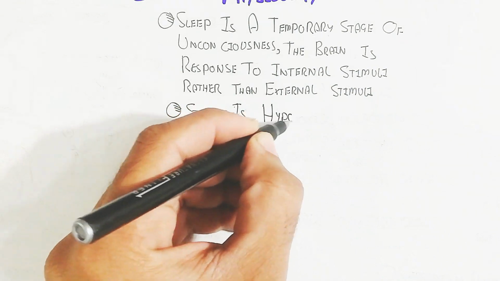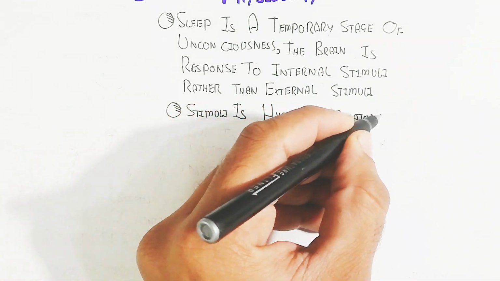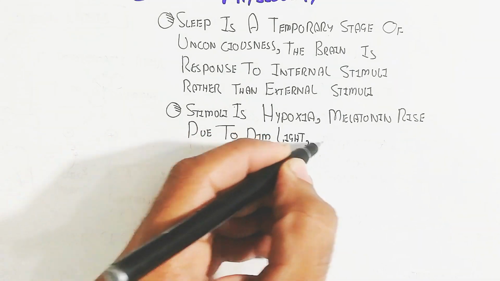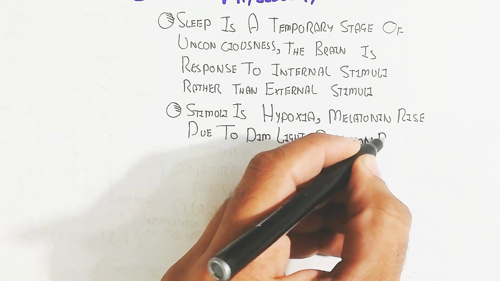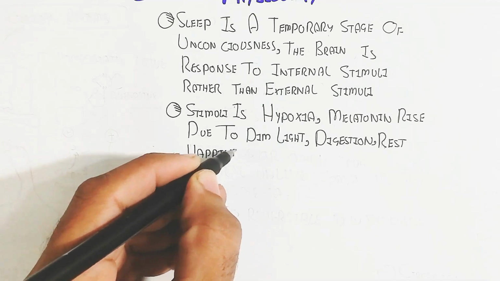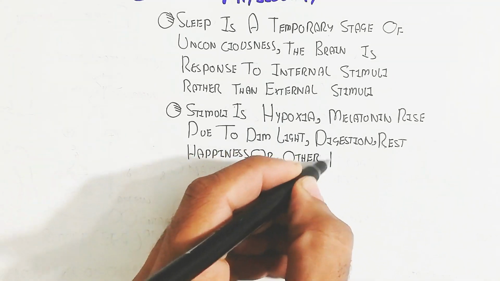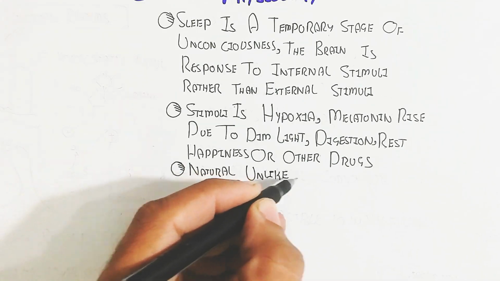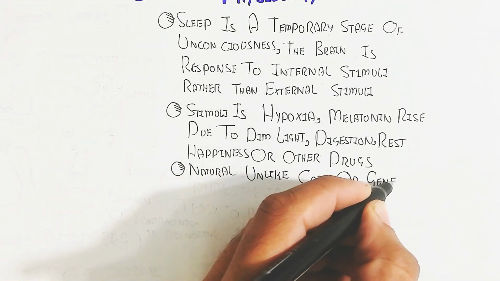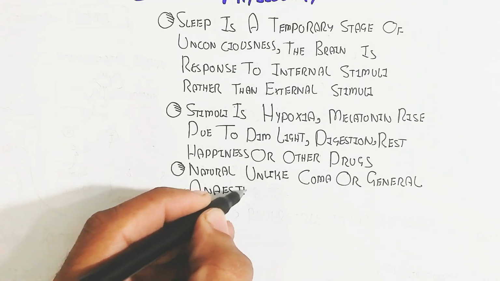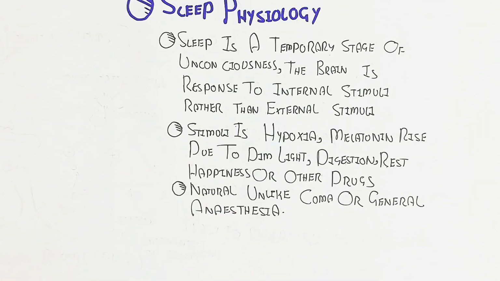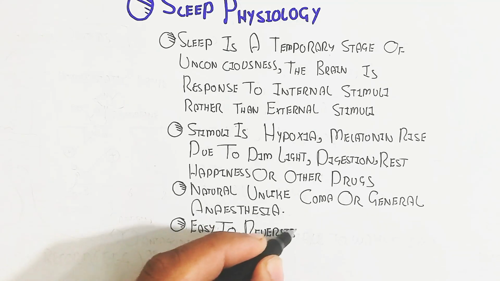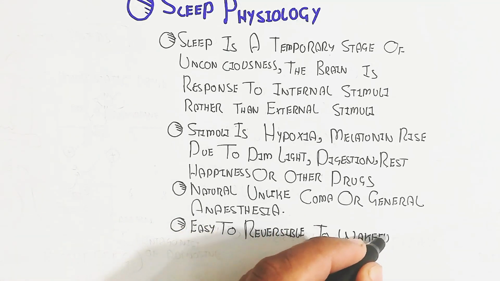The stimuli are hypoxia, melatonin rise due to dim light, digestion, rest, happiness, or other drugs, which are also involved. External stimuli can also cause sleepiness, and natural sleep is unlike coma or general anesthesia. It is easily reversible to wakefulness. Basically, it is easily reversible, not like an unnatural state where wakefulness is not easy.